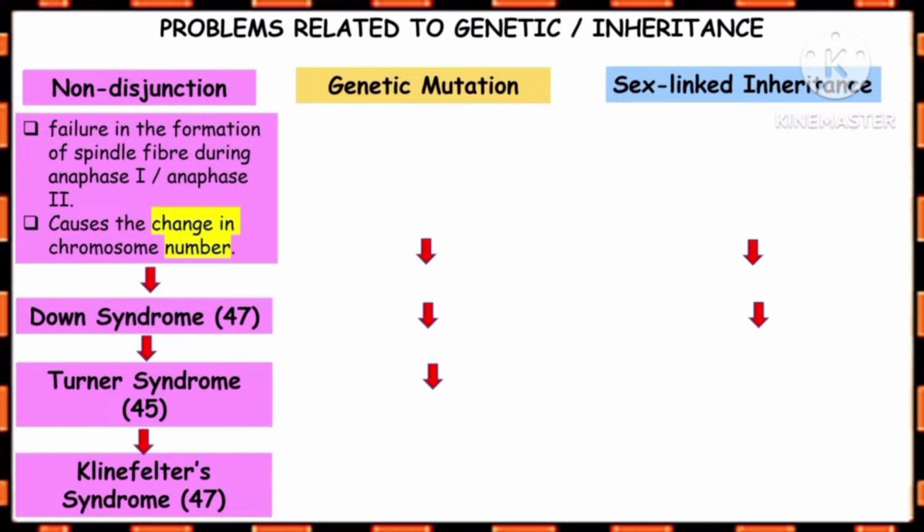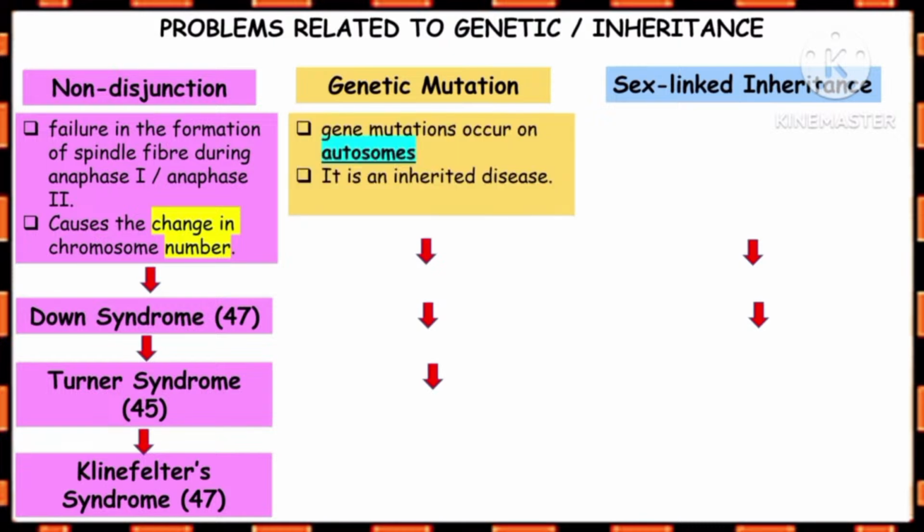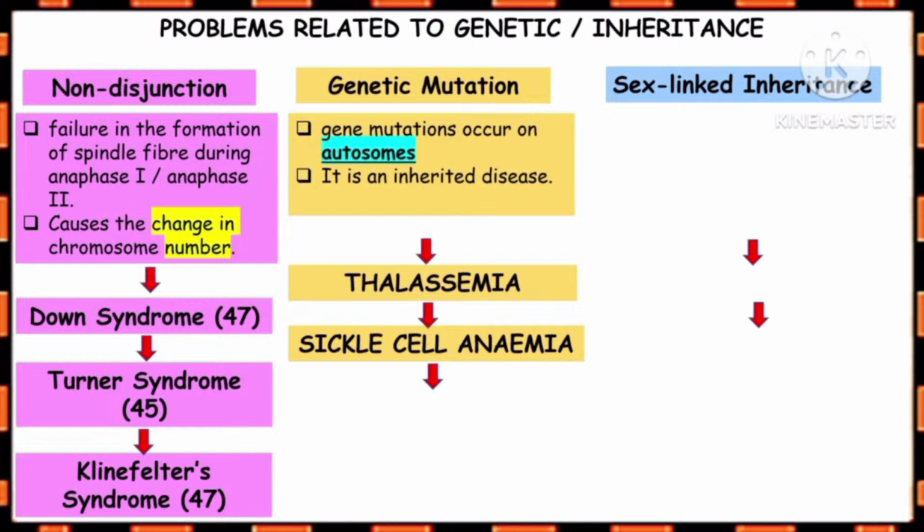For the second factor, which is genetic mutation, this refers to the gene mutations which occur on the autosomes. Do you still remember what an autosome is? Autosome refers to the chromosome pair number 1 to pair number 22, and it is an inherited disease. So what are the diseases? The first one is thalassemia and sickle cell anemia. Last but not least is albinism.